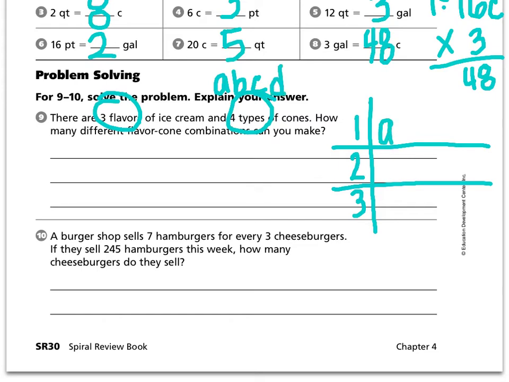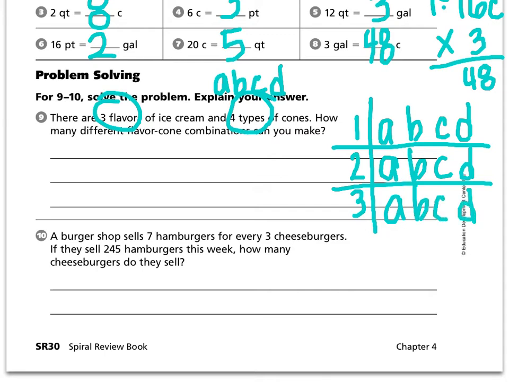So we could have A, B, C, and D here. A, B, C, D. A, B, C, D. So now you want to count up your different options. So looking at this, you can tell that it will be 1, 2, 3, 4 for each flavor. So when you add 4 plus 4 plus 4, you get 12 different combinations.